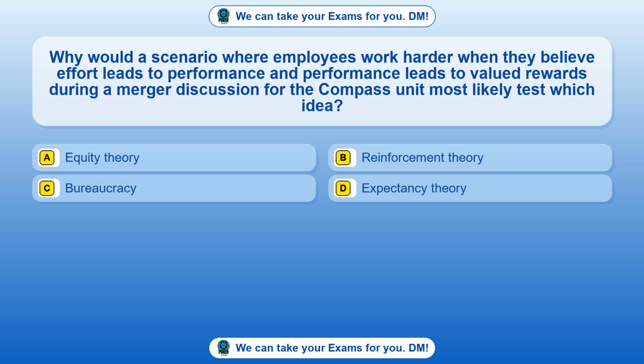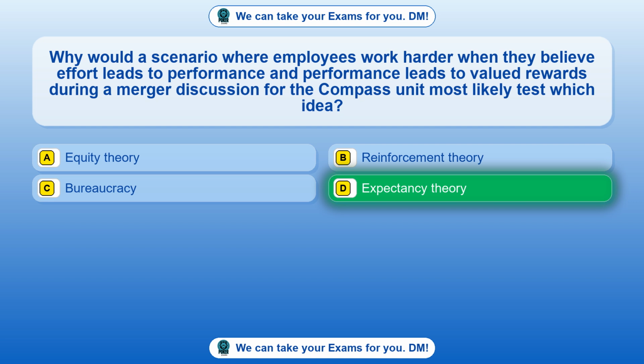Question 98. Why would a scenario where employees work harder when they believe effort leads to performance and performance leads to valued rewards during a merger discussion for the Compass unit most likely test which idea? Option A, equity theory. Option B, reinforcement theory. Option C, bureaucracy. Option D, expectancy theory. The correct answer is option D, expectancy theory.